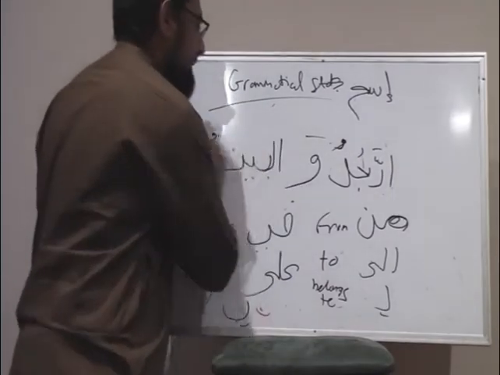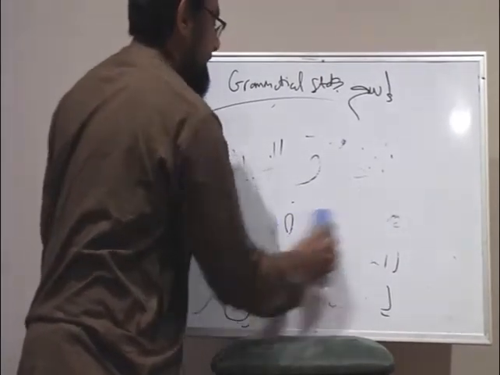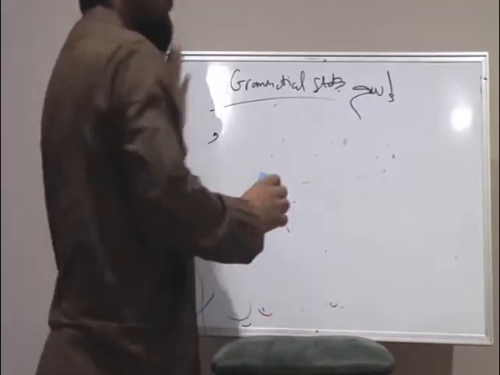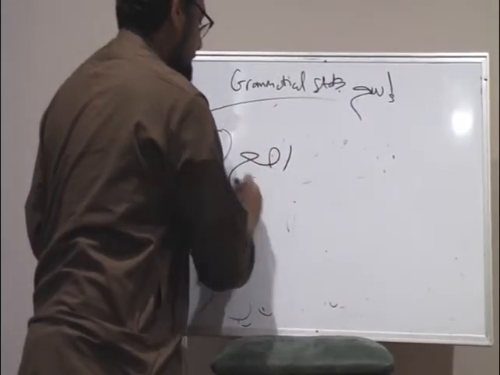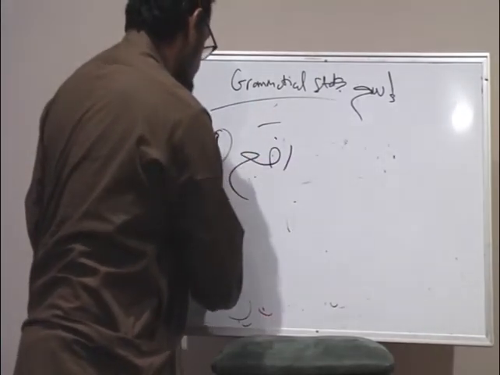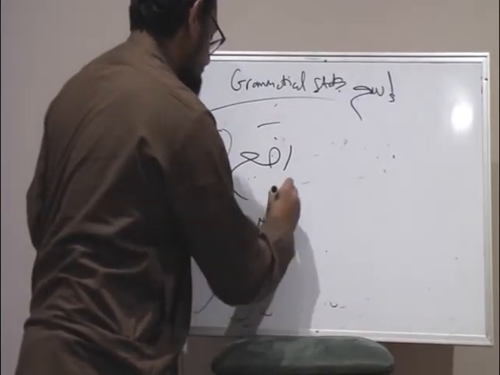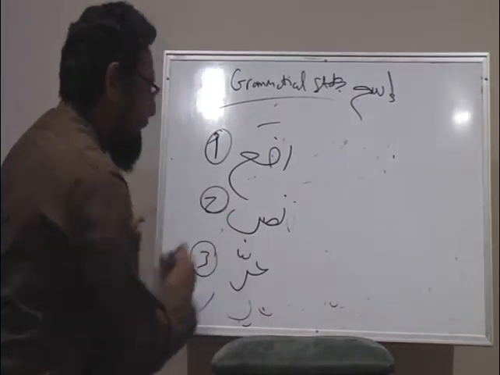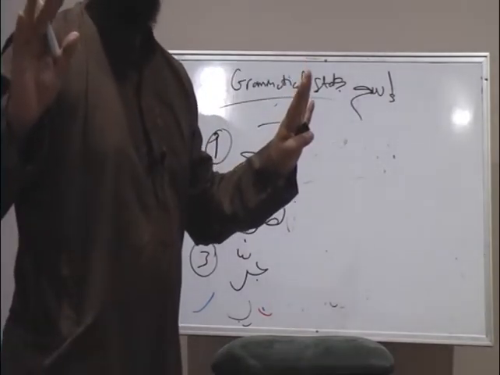Let me repeat this again in terms of the table. Isms have three grammatical states. That is something I want you to try and ingrain in your heads. Just three grammatical states. Number one is rafa. Number two is nasab. And number three is jar. These are the three grammatical states.